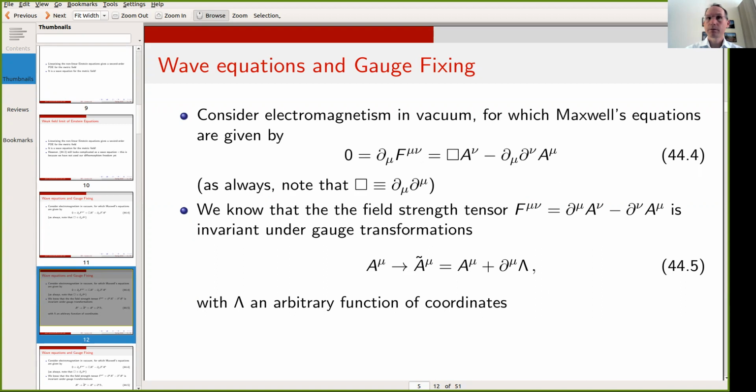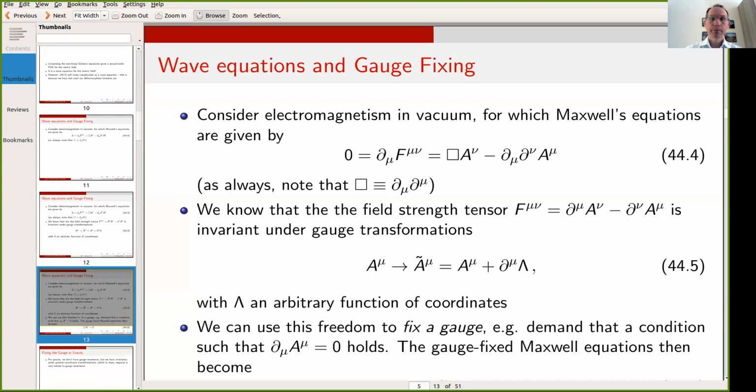The field strength tensor denotes in electrodynamics the electric and the magnetic field. So the electric and the magnetic field are independent of the particular gauge choice that we make for the vector field A. This is the invariance with respect to gauge transformations. We can use this freedom to fix the gauge to make the equations of motion simpler, since we know that changing the gauge does not change any of the physical quantities, such as the electric and magnetic field.